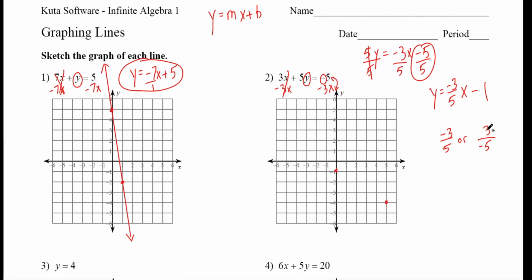Or I could go rise 3, run negative 5. Do you think it'll still fit on that line? Let's see if it does. 1, 2, 3, 1, 2, 3, 4, 5, right there. Sure enough, look at it. It lines up perfectly, doesn't it? Right there and right there. All right, we're going to put arrows on it, and there's our graph. That's all there is to it.